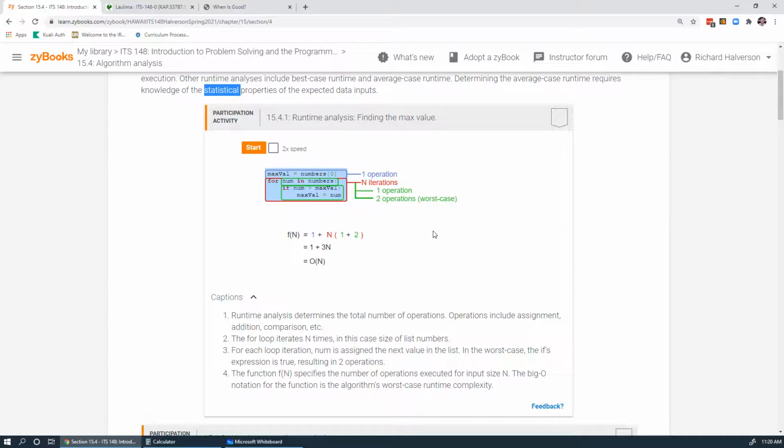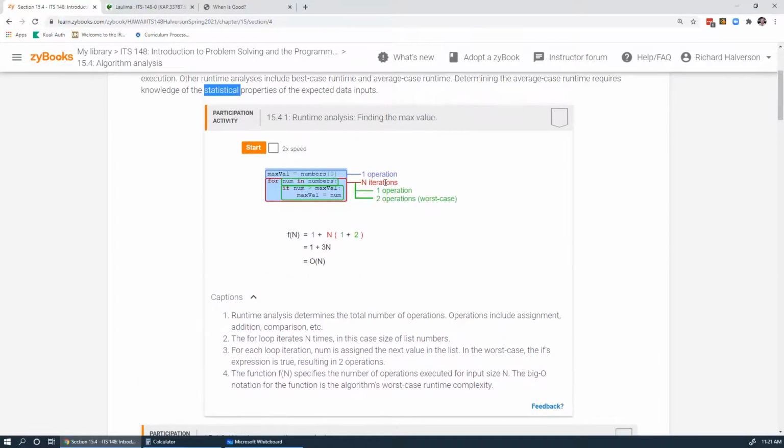Basically, that's what happens if the list is already sorted and you're looking for the maximum value, starting at the beginning of the list: this max val variable is going to be reassigned for each one. That would be the worst case. The best case would be if it's a reverse sorted list, and the first element it comes across is already the maximum value. Then max val equals num would never be executed, and that would be the best case.